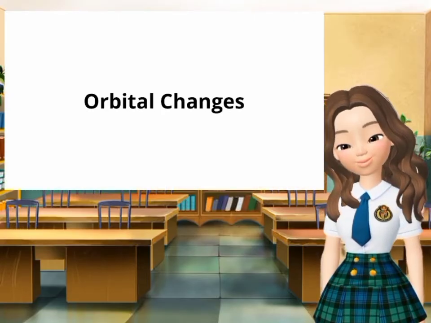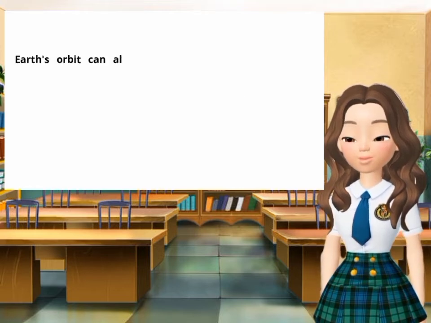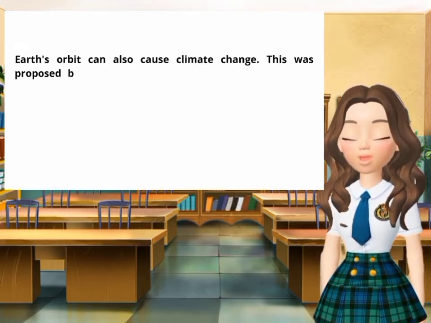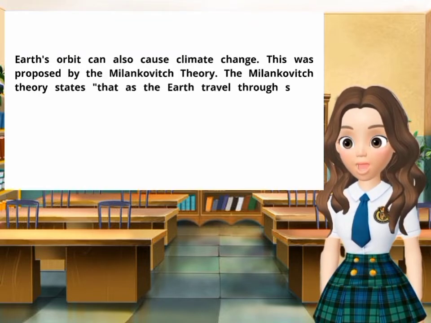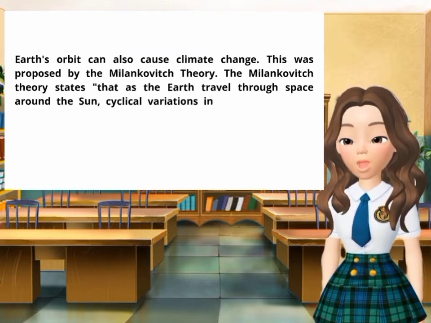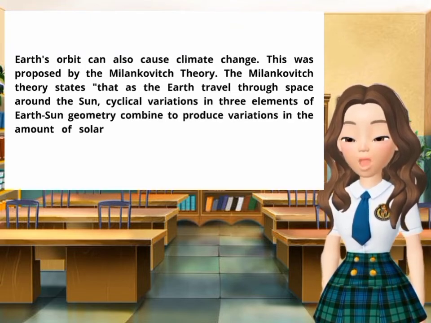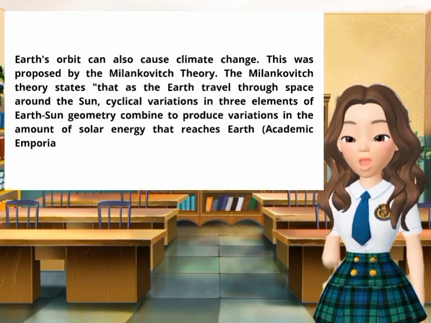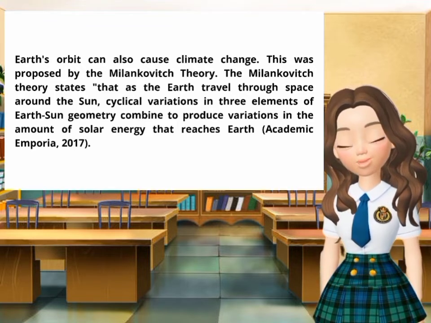Orbital changes. Earth's orbit can also cause climate change. This was proposed by the Milankovitch theory. The Milankovitch theory states that as the Earth travels through space around the Sun, cyclical variations in three elements of Earth's sun geometry combine to produce variations in the amount of solar energy that reaches Earth.